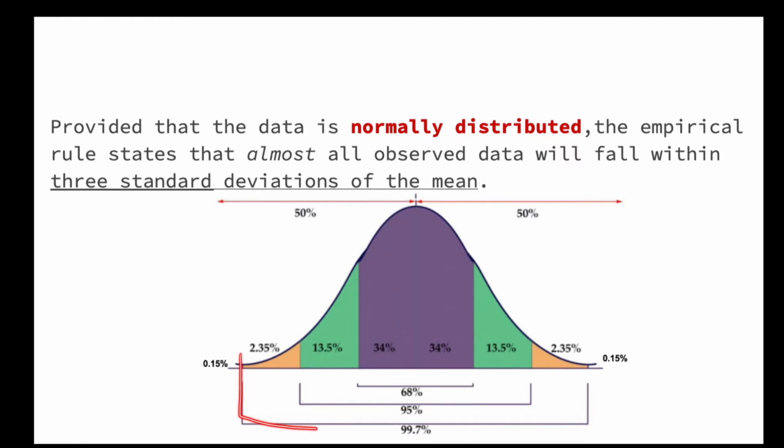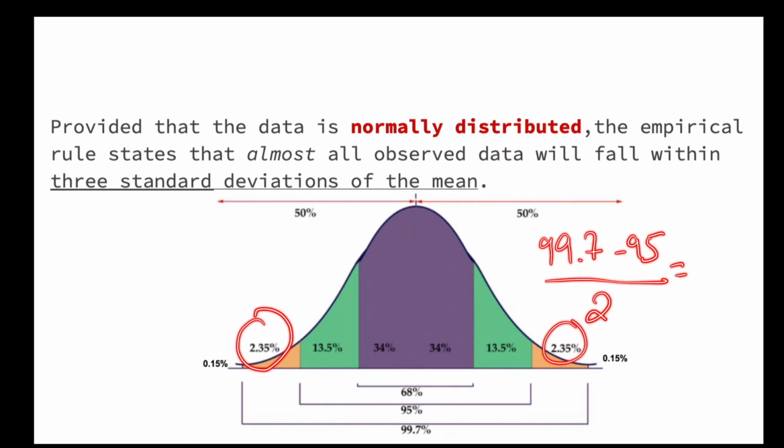Now we apply that same logic to get the last and final standard deviation, which is the third standard deviation from the mean. We will see 99.7% of our data. And same thing, we just find the difference, 99.7 and 95, and then we divide by 2, and we get 2.35 on the right and left hand side.